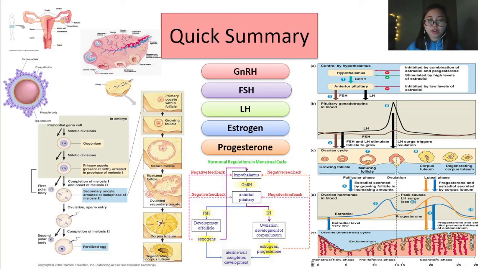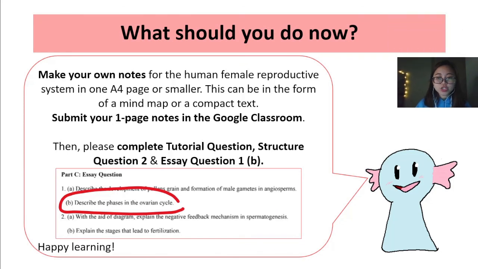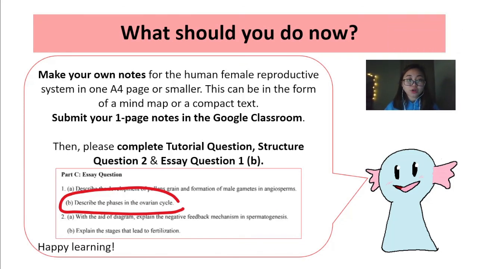Okay, so that is all from me. What should you do now? Now you should be able to make your own notes, focusing on the human reproductive system in 1 A4 page or smaller, and you will put in as much important information as you can. But if you're not able to fit this into 1 page, that's fine too. Kalau tidak muat, mau kasih 2 page, pun boleh juga, tiada masalah.